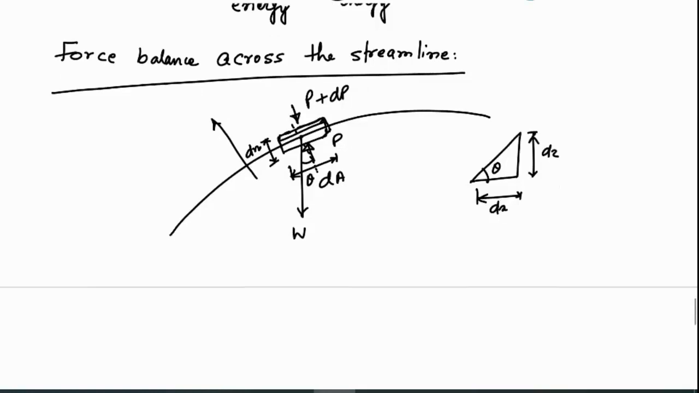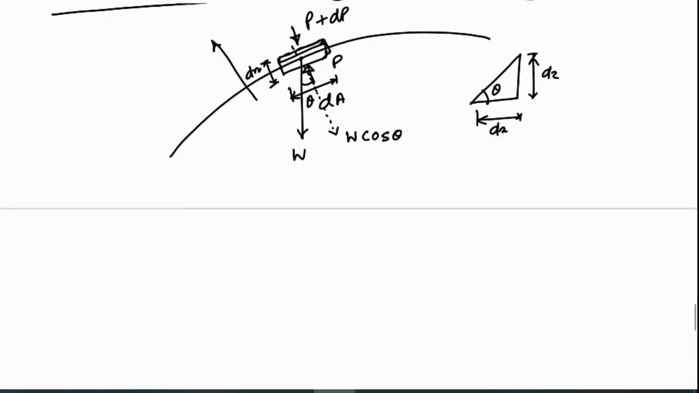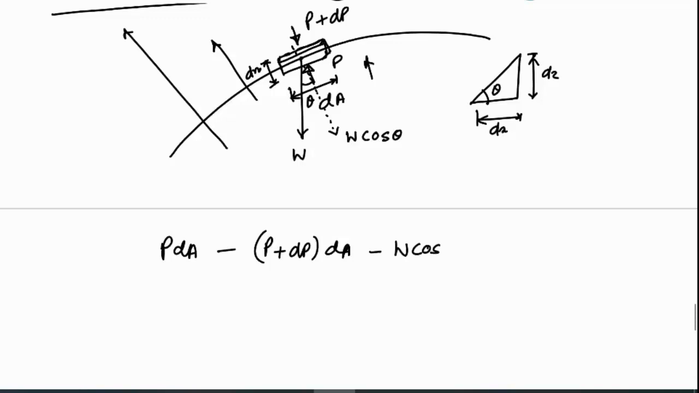Considering the equilibrium in this direction, if you consider equilibrium across the streamline, you can write P into dA, this force acting in this direction, minus P plus dP times dA, minus W cos theta, because my positive direction is this direction. That's why W cos theta becomes negative. This is equal to mv square by r.